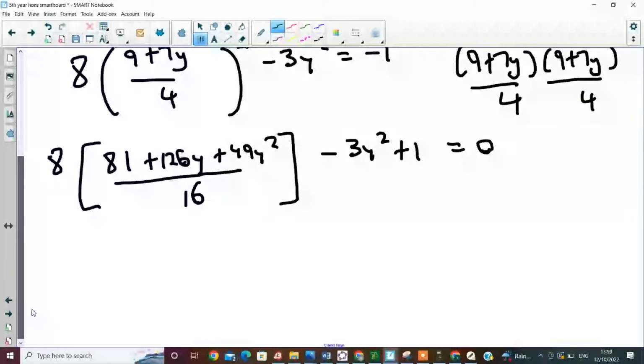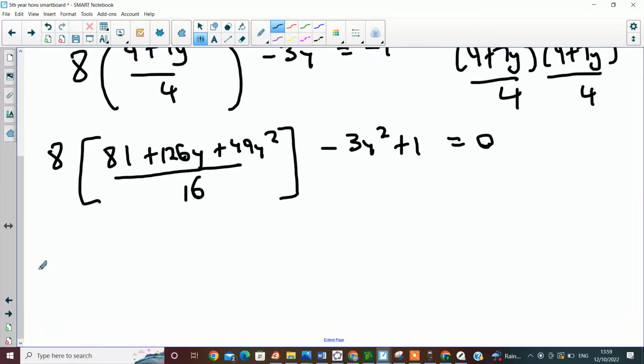Now, here's what we're thinking. What's the 8 on the outside, and how do the 8 and the 16 interact with each other? It's just going to be a 2 on the bottom then, isn't it? So I'm going to work that out, and I'm just going to have a 2 on the bottom. Is that okay? Now, what I'm going to do to the rest of the question is give it a common denominator of 2. Don't want any fractions whatsoever, so we're going to do it like this. 81 plus 126.